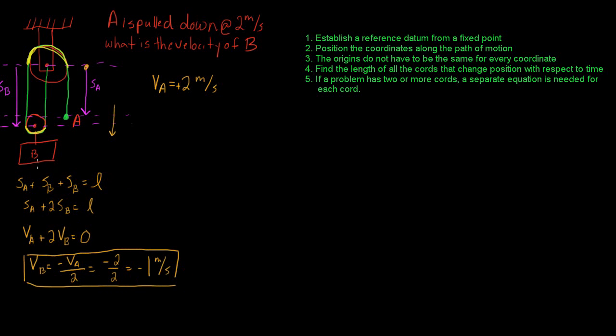If we look at this example, since our positive direction is down because we're referencing from this point, VB is moving at minus 1 meter per second, so B is moving upwards. This makes sense because it's opposing our positive direction, so it is minus 1 meter per second. So the velocity of B can also be stated as 1 meter per second in the upward direction.